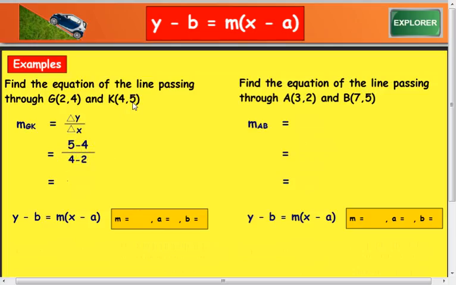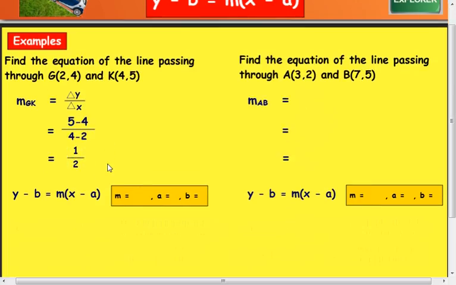Remember to always go in the same direction, so if you start here, take away this one, and then start here and take away this one. You can go in the opposite direction, but I always start with the second coordinate first. 5 take away 4 is 1, and 4 take away 2 is 2, so you end up with a half there.